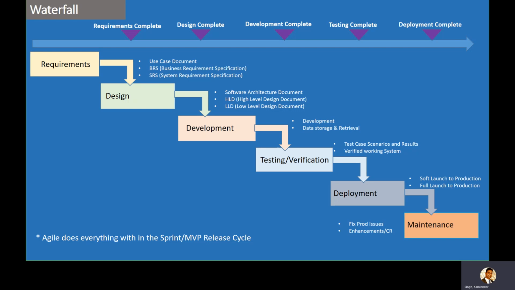So what used to happen there? In the requirement phase, we used to gather all the detailed requirements, and this phase can go up to 1 month or 1 year. Once all the requirements are collected, there is a requirement complete milestone. The outputs are listed on the right side of the arrow: the use case document, business requirement specification, and system requirement specification.